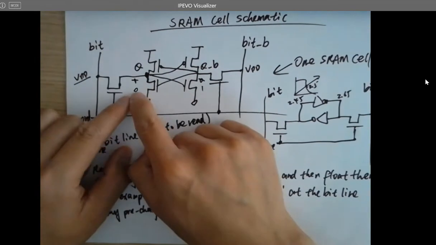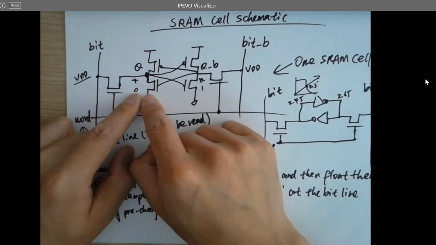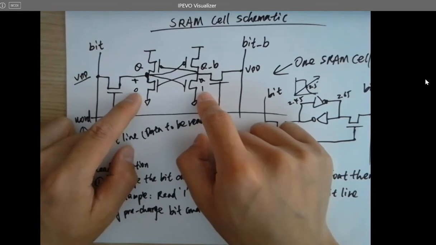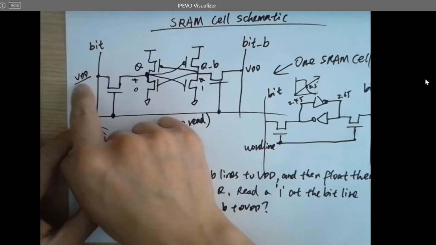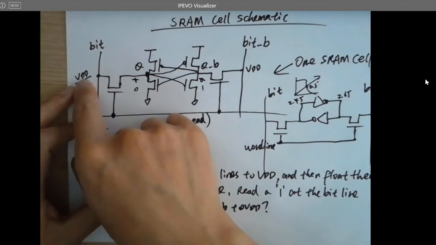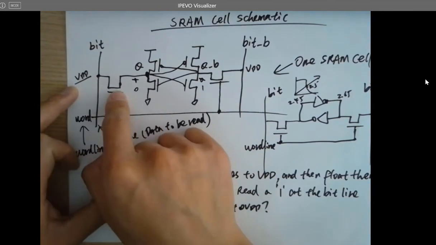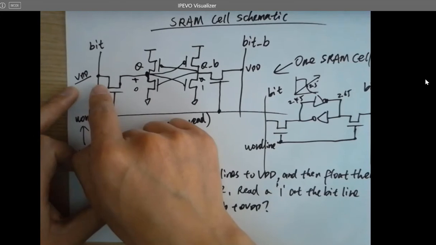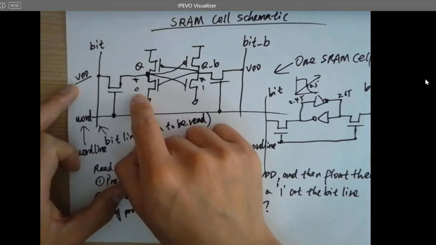So when I'm reading a zero, like the second case we analyzed, is there any problem with reading a zero if I charge this to VDD? No. That's a strong zero, and the NMOS is very good at passing zeros. It's going to pass all the zeros to here. Strong ground, just pull it to the ground.